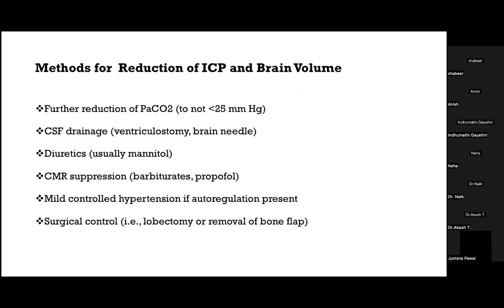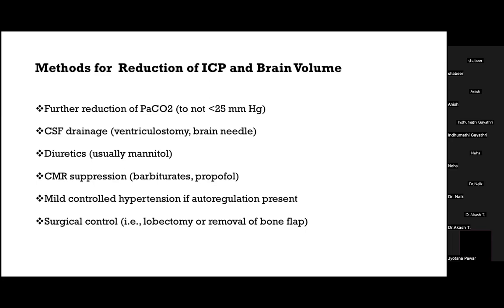If there is already a tight brain, what are the methods to rapidly reduce the ICP and the brain volume? So you can decrease the PaCO2, but not less than 25 millimeters of mercury. One must take care that the PaCO2 should not be reduced too much because it can cause ischemia due to vasoconstriction. A CSF drainage can be done where the surgeon can insert a brain needle into the ventricles. Diuretics like mannitol can be administered. You do the CMRO2 suppression with barbiturates or propofol.